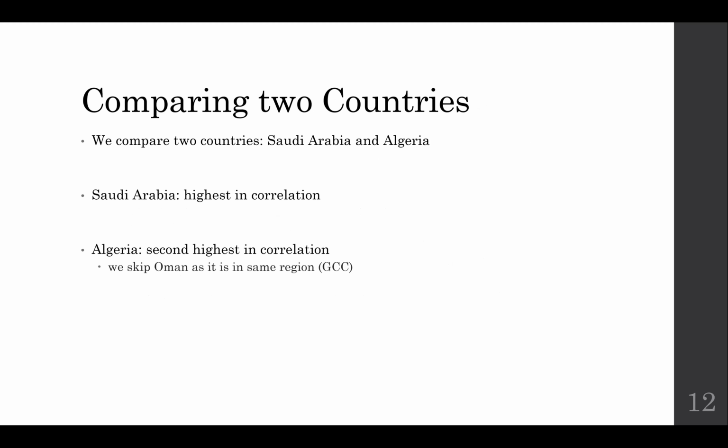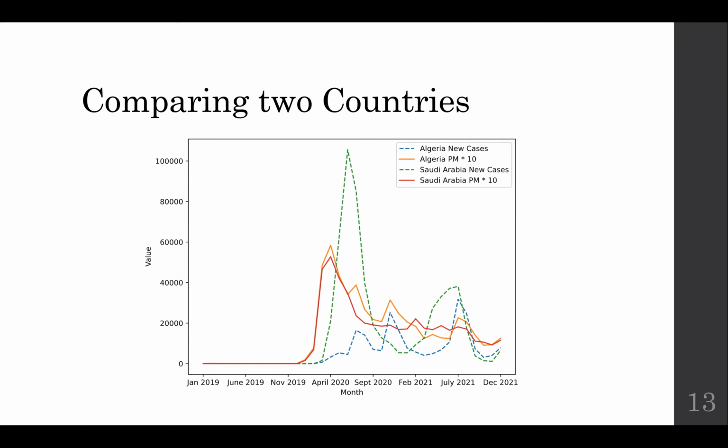Okay, we also did another study. We compared two countries, Saudi Arabia and Algeria. We selected Saudi Arabia because it has the highest correlation scores, and Algeria, the second highest after skipping the GCC countries, because we wanted to diversify the regions. So we tried to see if there's a correlation between mentions of COVID-19 related terms in Saudi Arabia and Algeria, as well as the correlation between the number of confirmed cases.